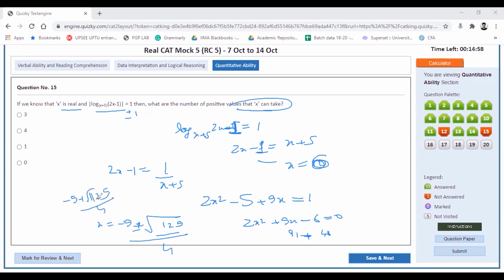But I also need to see if the values of the log are defined, because in the earlier case I did not face any problem, since those were positive values. So let me check it here. Let me take some approximate values.